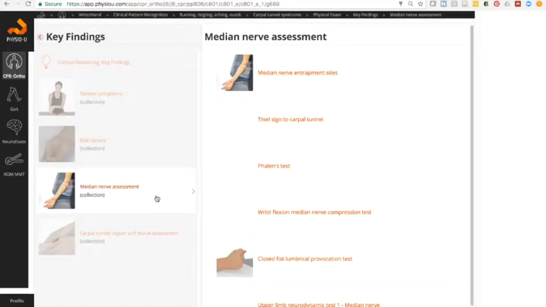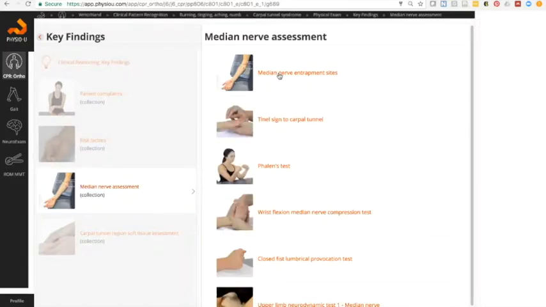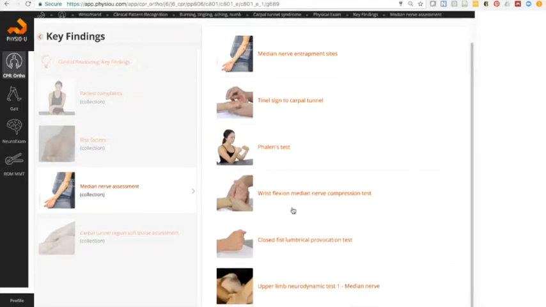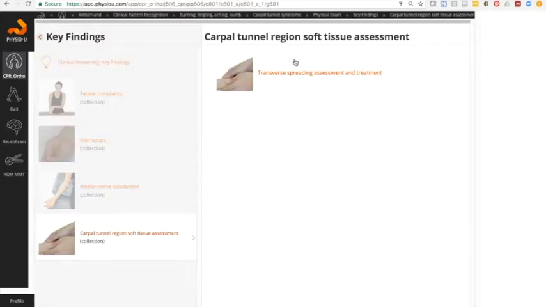Then you will want to do a median nerve assessment and assess common nerve entrapment sites to nail the carpal tunnel, look for a positive Physio sign, and there are a number of other special tests that may be relevant depending on the patient's complaint and their work or function. When you go in to assess the entrapment site here, you can use the transverse spreading maneuver or the carpal tunnel spreading maneuver to assess the soft tissue and use this also as a treatment. So this is entrapment site assessment.